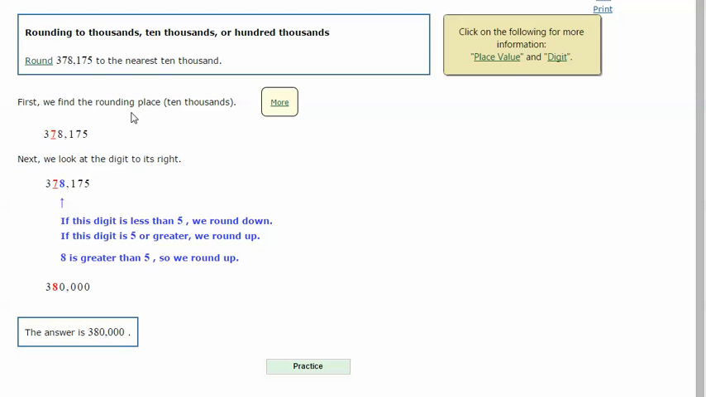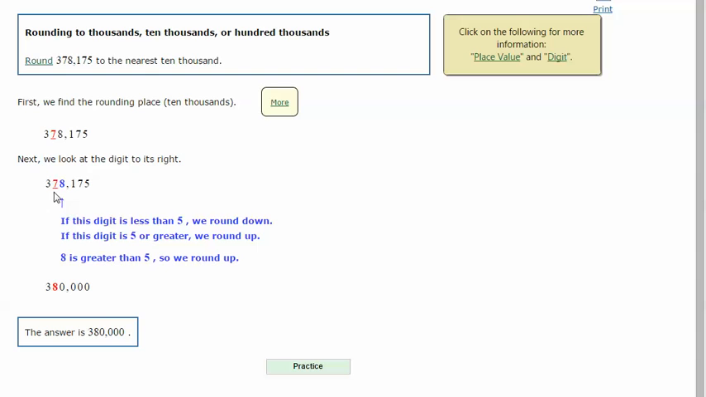First, we need to find the place that we're rounding, the 10,000s place. 100,000, 10,000s, thousands, hundreds, tens, and ones. The 7 is in the 10,000s place, so that's the place we're going to be rounding. We're going to round this number either down to 370,000 or up to 380,000.